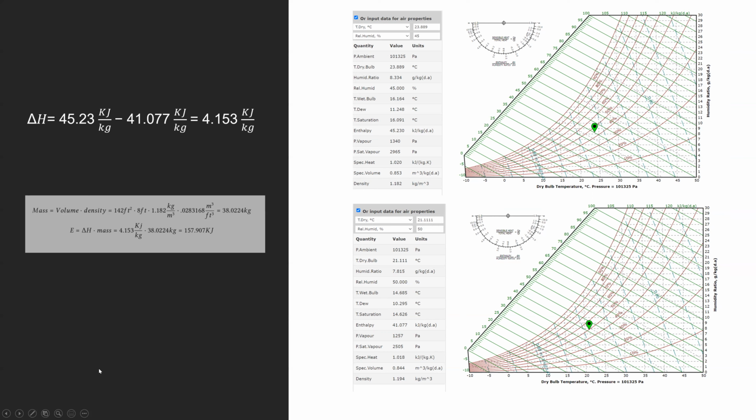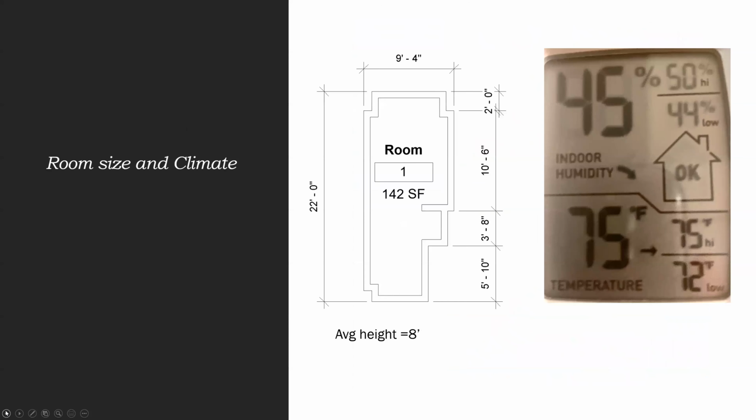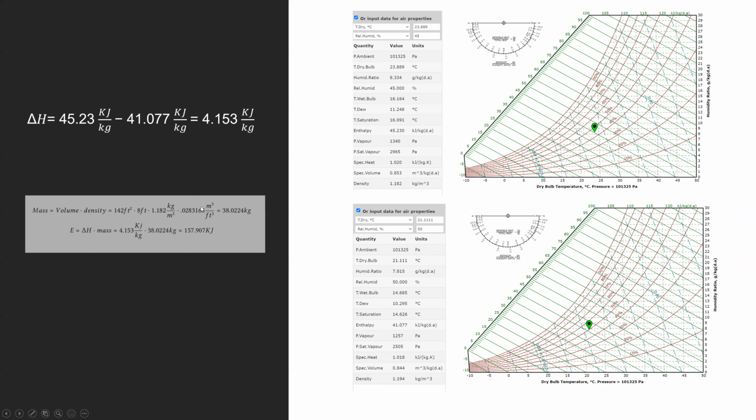And then we have the mass of my room, which is just the volume: these two numbers, the 142 times the 8, which gives you the cubic feet. Then the density, which is given by the chart at about 1.182 for the current density. And then you have the conversions from meters cubed to feet cubed. So the mass of the air in the room is around 38 kilograms.